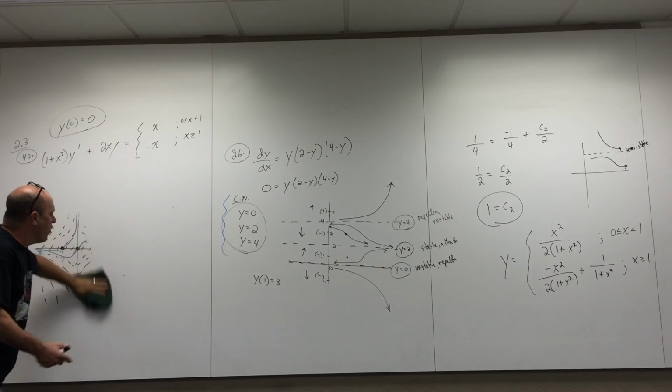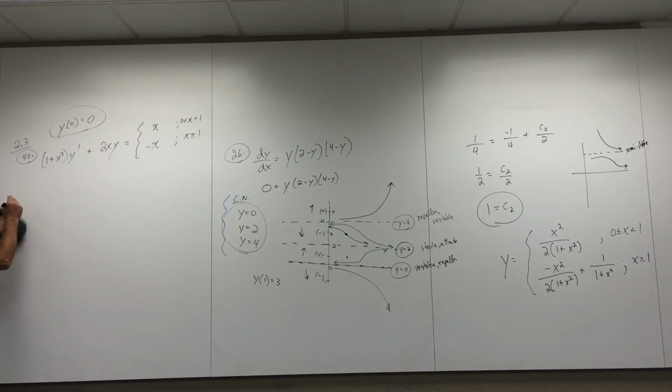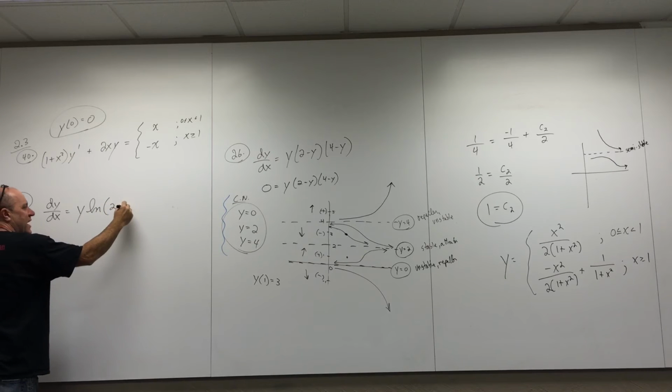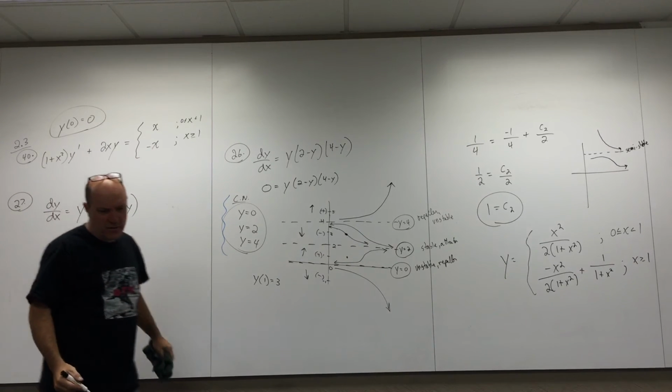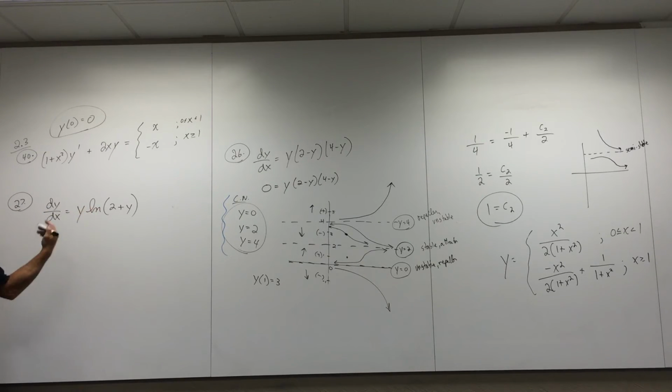So I went over all that to help you there. You know, his ultimate question he was asking me was about this 27. Let's take a quick look at this 27 he was asking me about. It's dy/dx, and it equals y, and then it has the log of 2 plus y. Is that what it is? y times the log of 2 plus y, yeah. This is 27, and if I do a phase portrait analysis on this, I don't know.